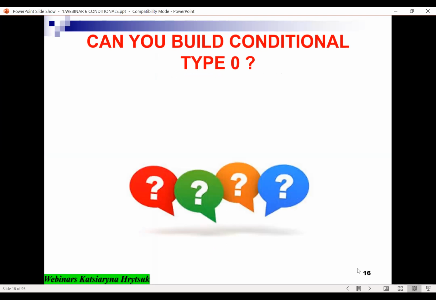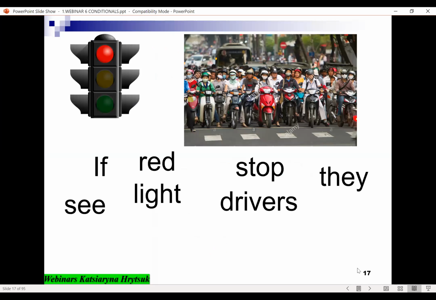So can you build now type 0 conditional by yourself? Now without help, only we have the words and you need to make conditional 0. Some seconds to have a look. Sandrine, maybe you try? If... then we need subject.